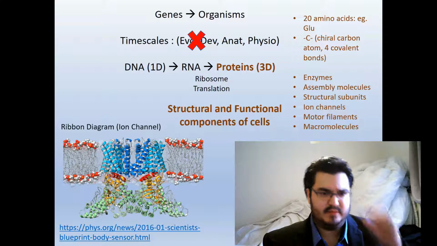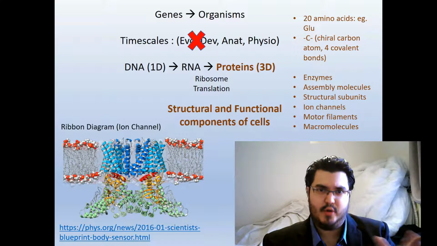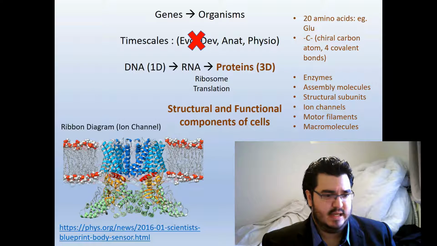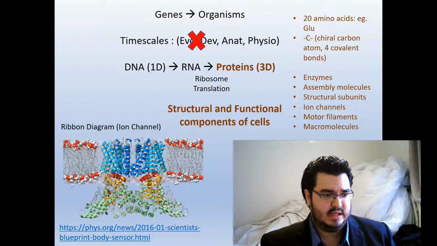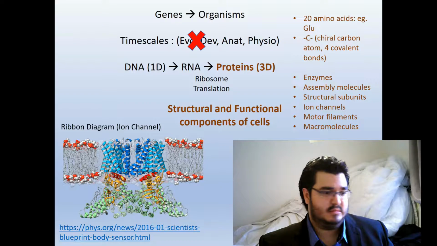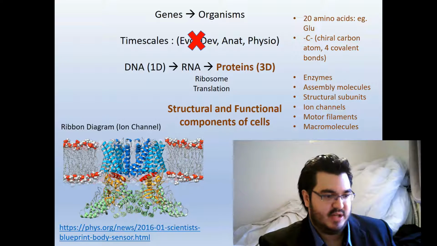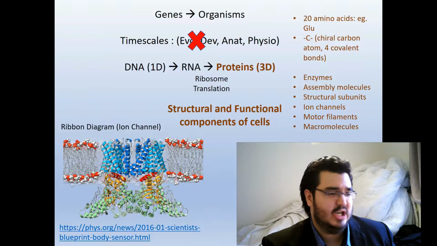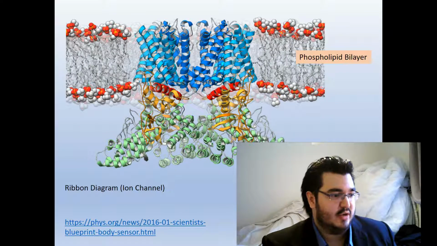Proteins are made of amino acids, the structural and functional components of cells, as I wrote there, and that's pretty much it. That's a ribbon diagram here, which I like, of an ion channel. I like ribbon diagrams. Maybe that's just me. I don't know. There you go.